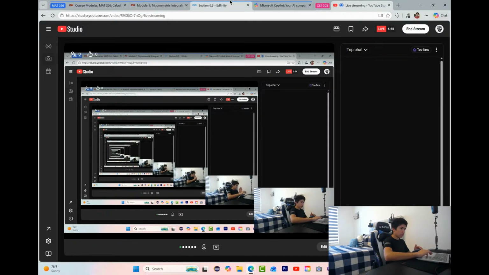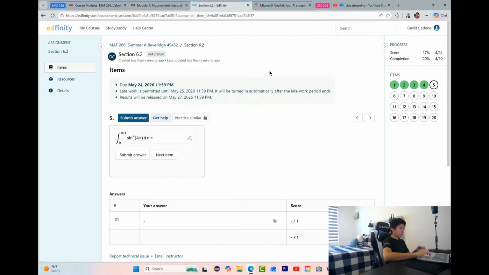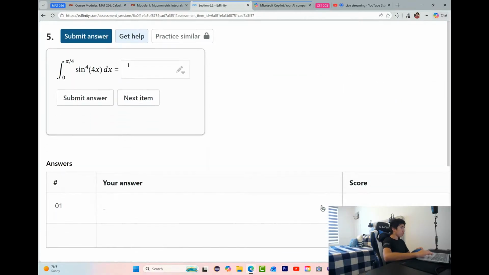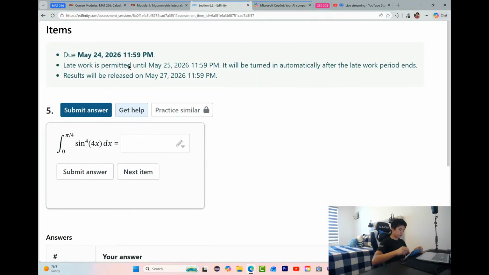So that's what we're going to do today. Here we go, we have question 5. I'm not automatically going to use Copilot. I'm going to see if I can solve it myself, but I believe I have a long way to go in order to solve these myself. So I'll probably use Copilot frequently, but not at the beginning. Let's begin.